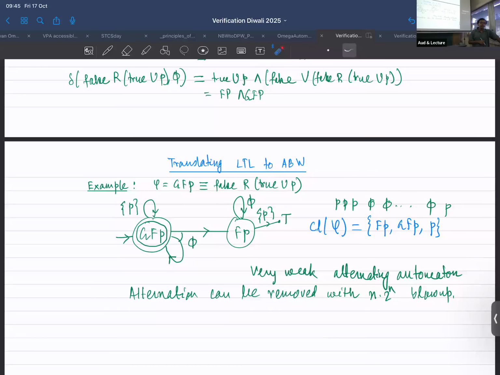In the case of Miyano Hayashi, where you have a standard alternating ABW, what was the blow up that we saw? 3 to the power n, right? Whereas here we are saying that if you have such a special kind of alternating automaton, which is called a very weak alternating automaton, then the alternation can be removed with n raised to n times 2 raised to n blow up. And indeed, what one can show is that when you are translating an LTL formula to an ABW, what you end up getting is a very weak alternating automaton.